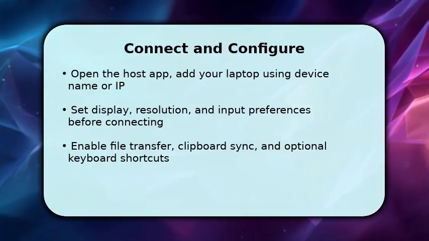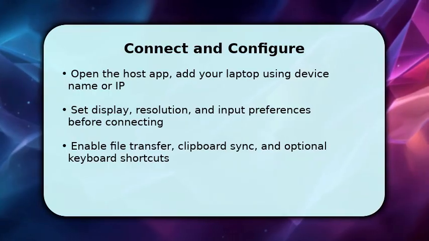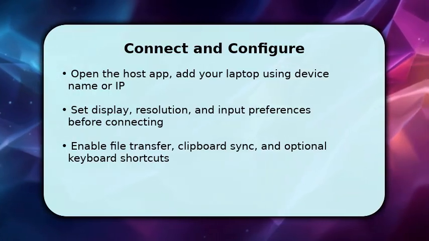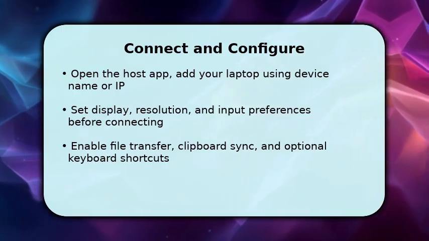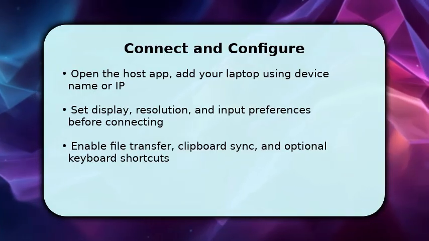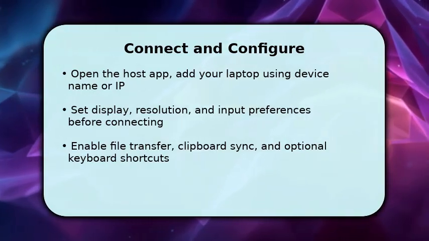Open the remote app on your phone or second PC and add the laptop using its device name or local IP address. Once added, choose display and resolution settings to balance performance versus clarity. Lower resolution if lag appears.